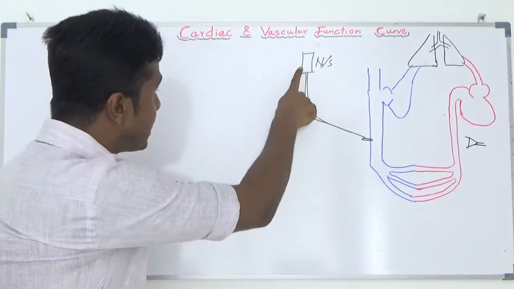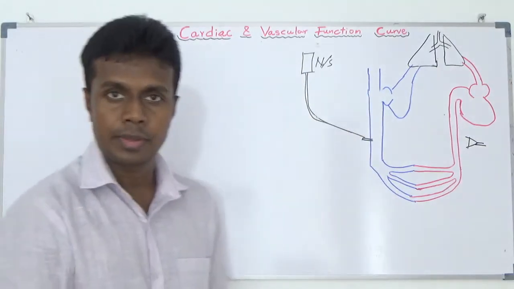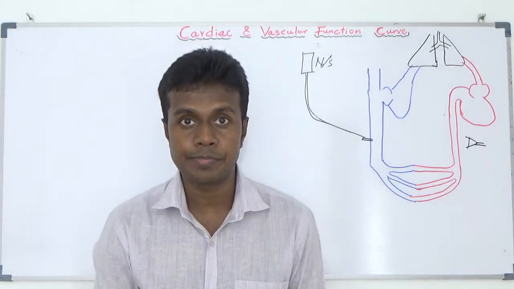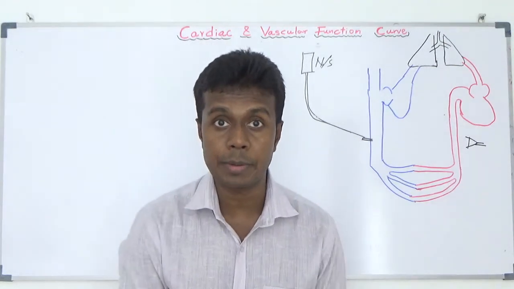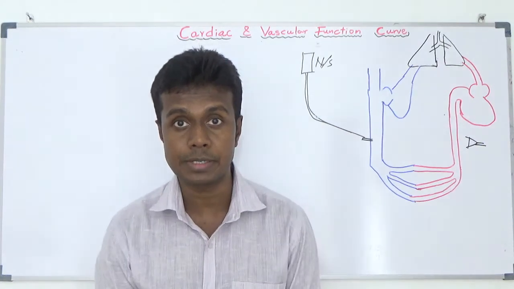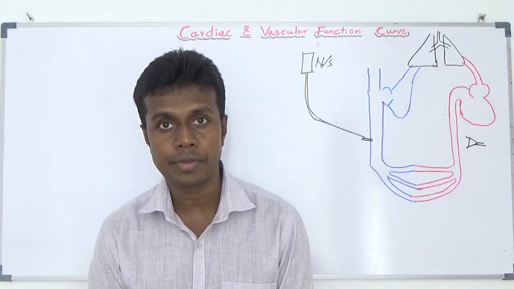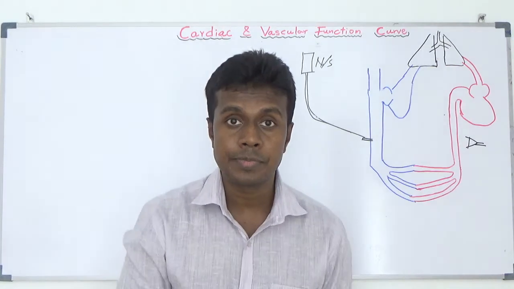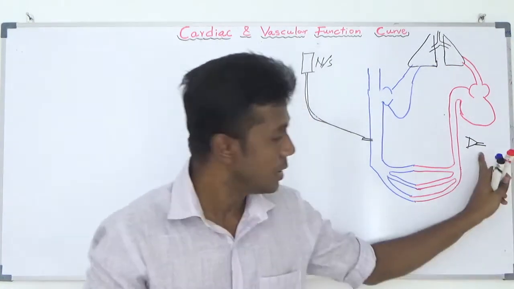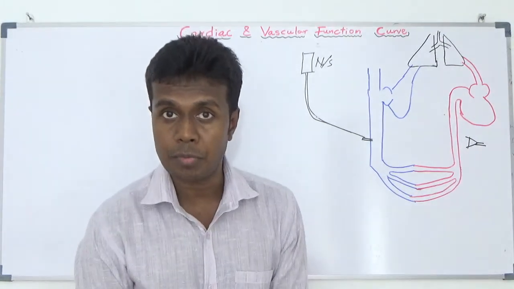Then I gradually increase the normal saline infusion. I started with 10 ml per minute infusion. Then I gradually increase 20 ml per minute, 30 ml per minute, 50, 100 ml per minute, 200 ml per minute. I gradually increase the amount of infusion while monitoring the stroke volume or cardiac output from here.